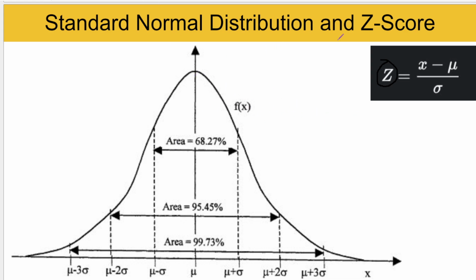So what we have seen about the Z score, how to calculate the Z score for each observation. This is the formula which we have seen. It is the observation minus the mean divided by the sigma, which is my standard deviation.